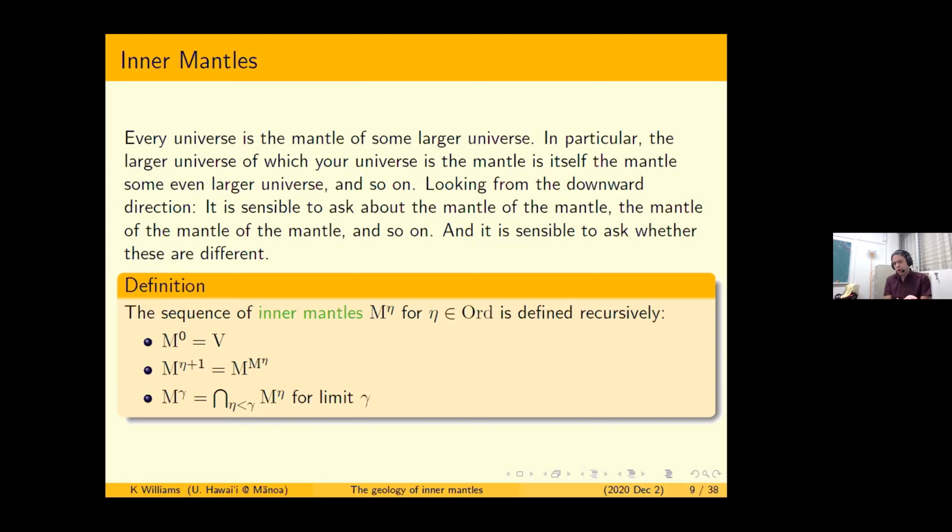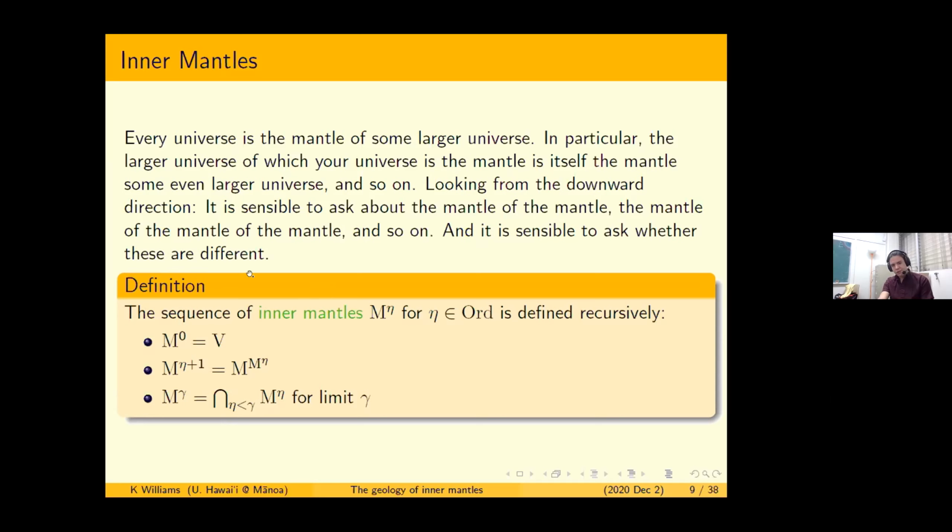And then you can ask, are these different? Okay, so definition, let's give it. The sequence of inner mantles, M eta for eta an ordinal, you define it recursively. You start with V, successor step, you just take the mantle of that inner model. And at limit steps, you do the only reasonable thing, which is take intersections.